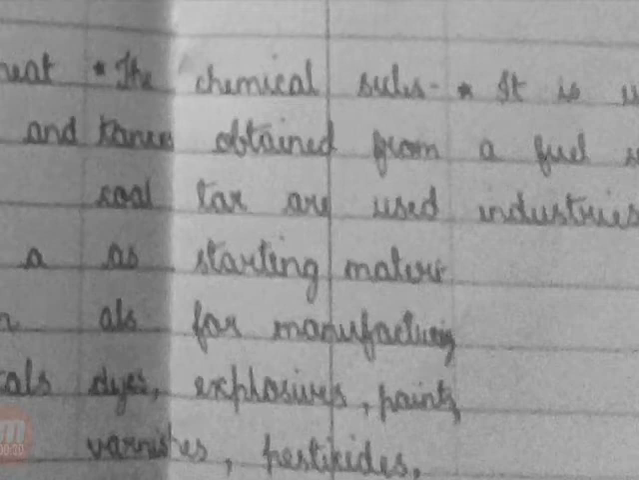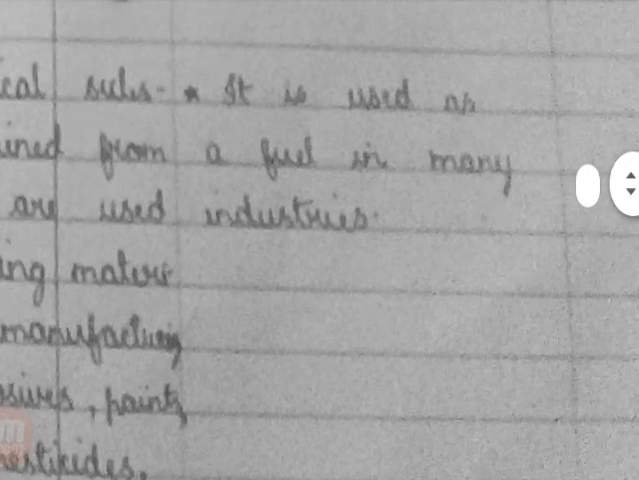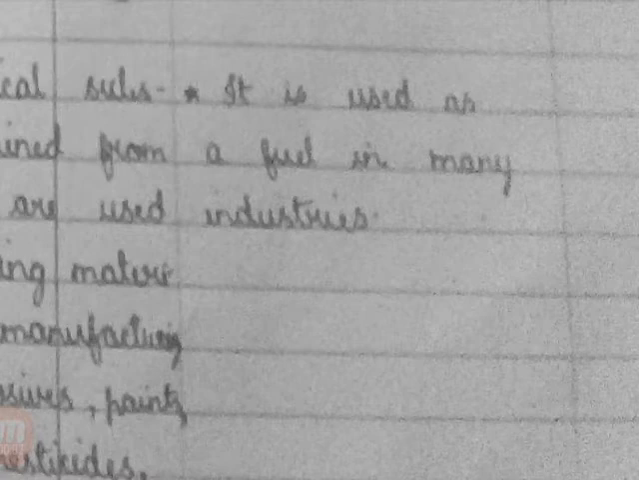Uses of coal tar. The chemical substances obtained from coal tar are starting materials for manufacturing. Uses of coal gas. Coal gas is used as a fuel in many industries.